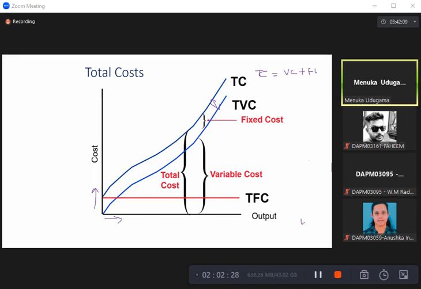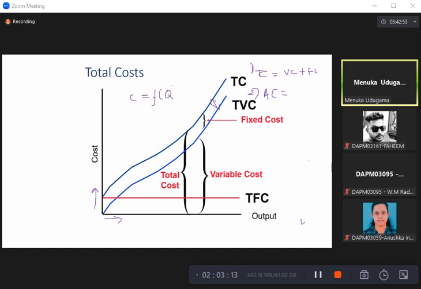Right. Now, using this total cost function, we can derive two other costs, right? One, this is actually the total cost. The second relationship that we will derive is the average cost, right? We are familiar with this term, and whenever we hear the term average, we know it's per unit. Per unit.